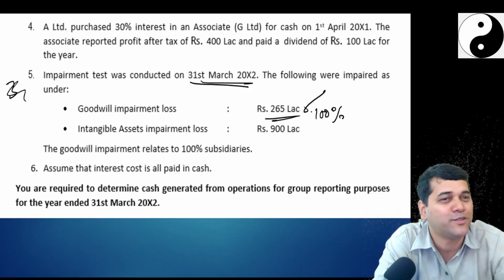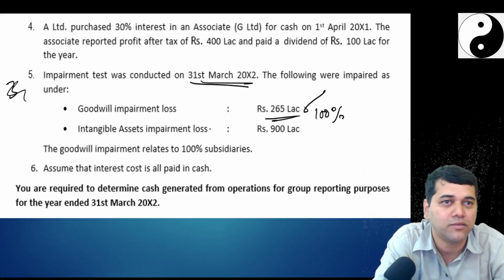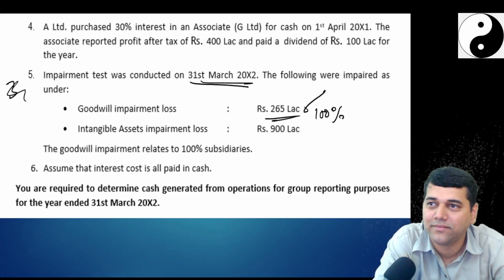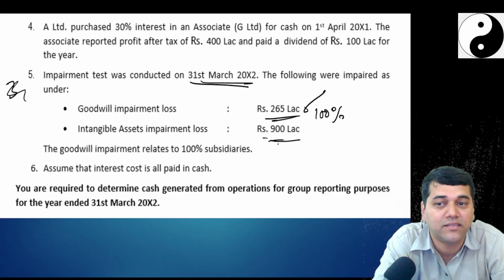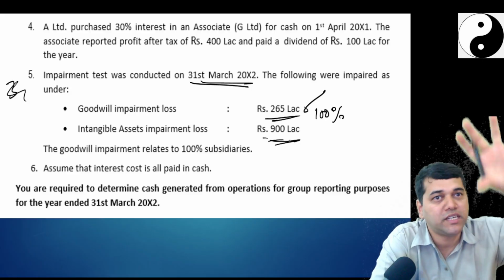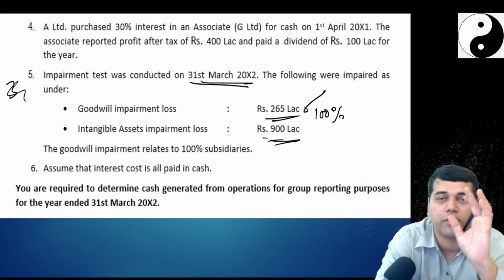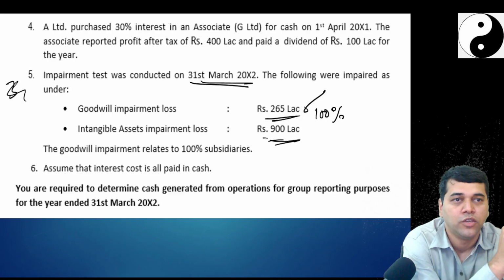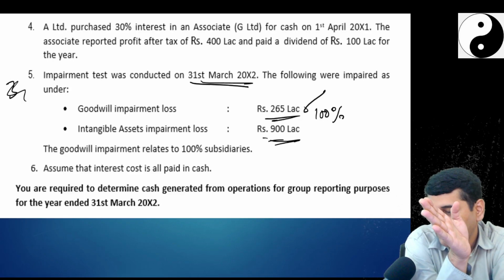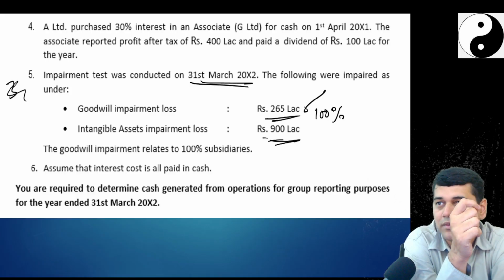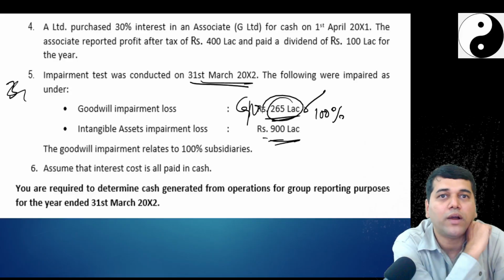Goodwill impairment loss is 265. But it is a non-cash expense. But you would have debited it to the consolidated P&L account. Now, intangible assets impairment loss is 900. That means you must have incurred one big impairment expense. When allocation happened, you must have allocated to the goodwill first. Is there any goodwill balance at the end of the year? No, that means 265 must have been the goodwill on the day you acquired.